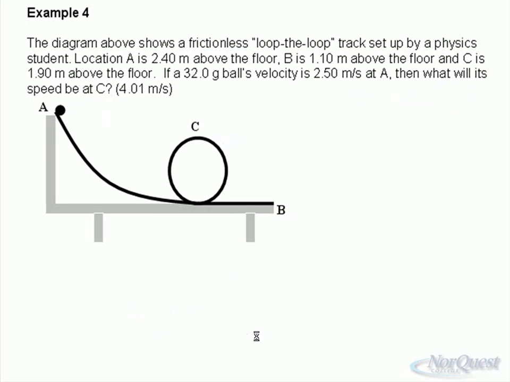So we're going to go 32 times 10 to the 3 kilograms times 9.81 newtons per kilogram times the height at A, which was 2.40 meters.